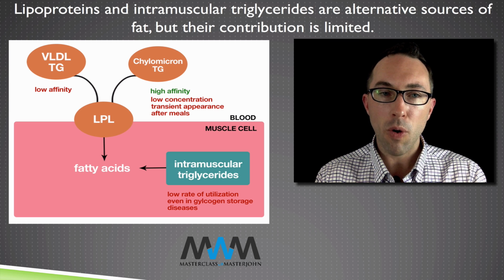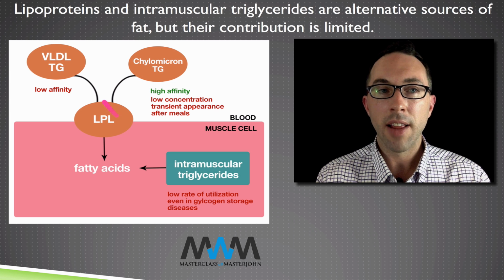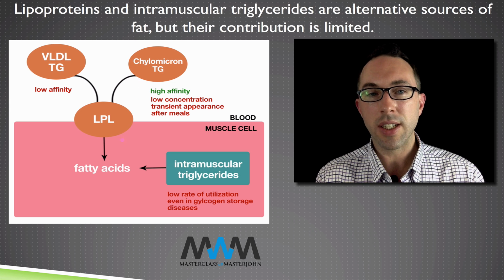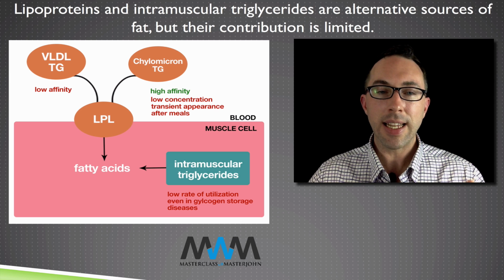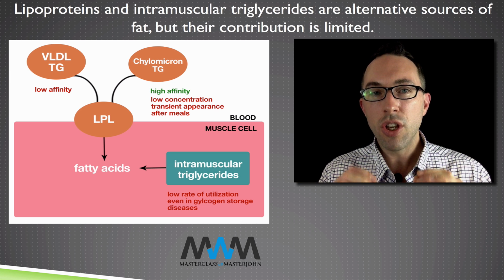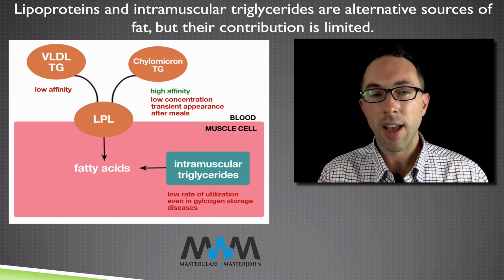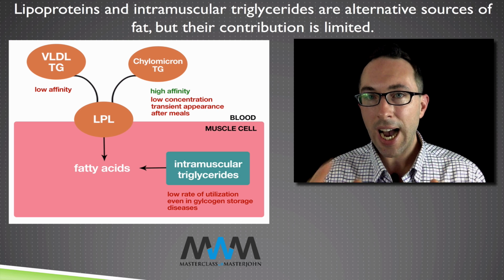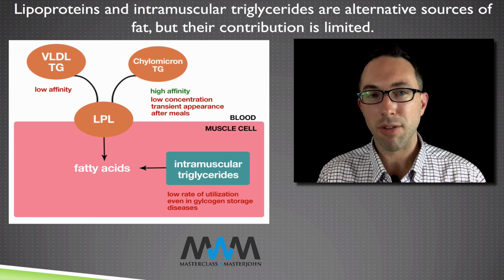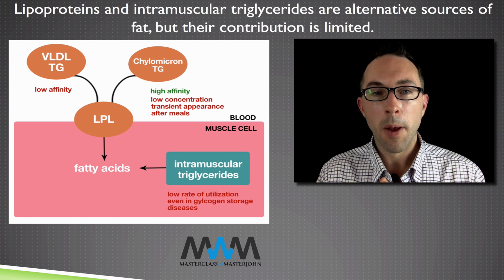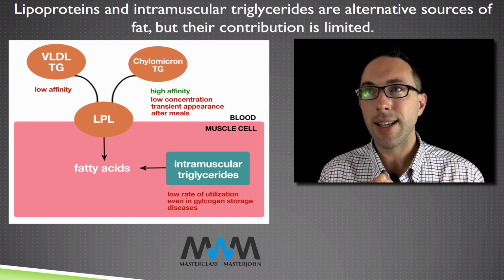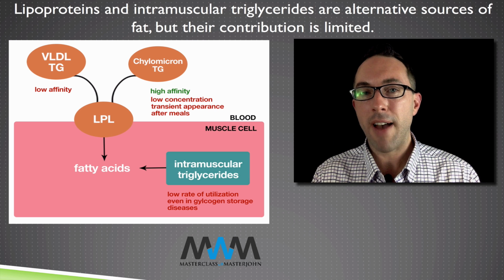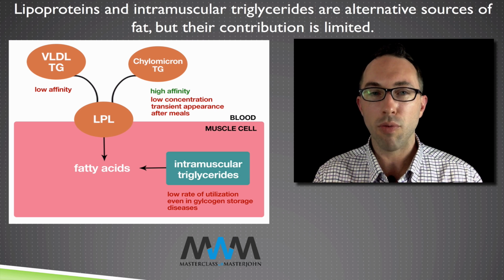Chylomicrons have 50-fold higher affinity for muscle LPL than VLDL triglycerides. Although they have high affinity, they're at much lower concentrations in the blood, and in fact, they only transiently appear after meals. In order to utilize chylomicron triglycerides as a source of fatty acids for exercising skeletal muscle, you'd have to eat a high-fat meal right before you exercised. That hasn't been studied well, but most people who are athletes would probably agree that eating a really big high-fat meal is not necessarily what you want to do right before you exercise.